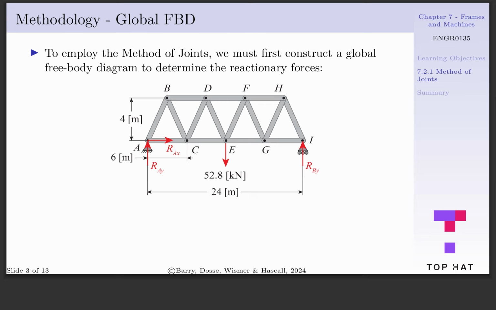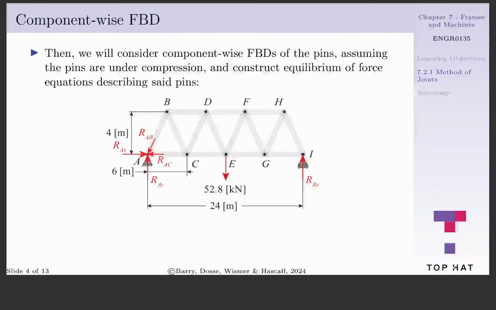We can use a global free body diagram, i.e. the summation of the forces in the x direction, the y direction, and moments about a point, to determine RAX, RAY, and RBY. Then, we'll consider component-wise free body diagrams of each pin, assuming each pin is under compression, and construct equilibrium equations describing these pins.